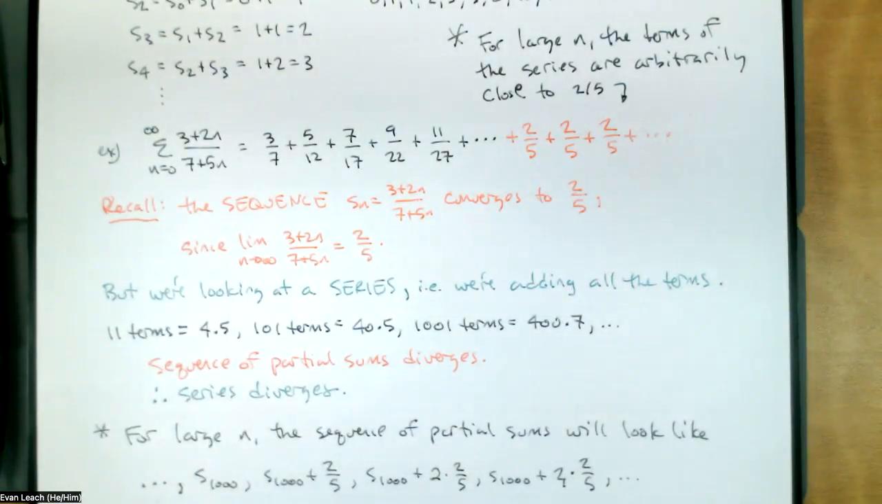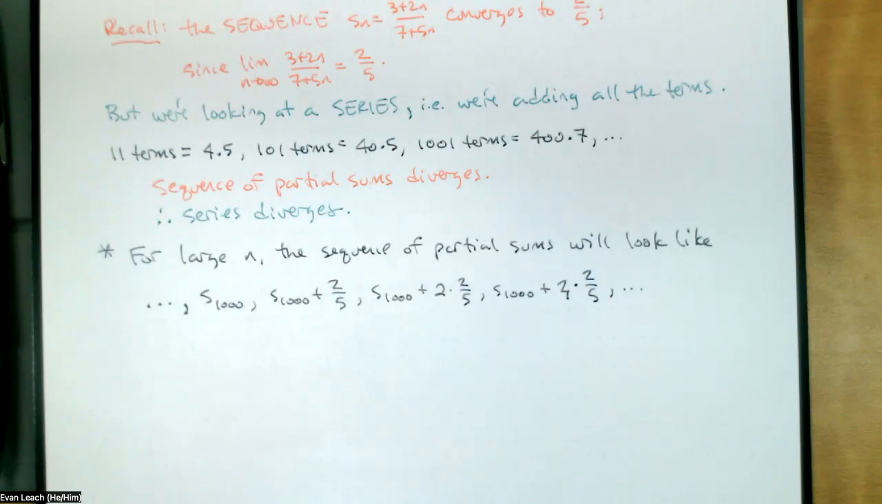I don't know why I picked 1,000. It's not even very large. But anyway, for large values of n, the sequence of partial sums will have some 1,000th term. The 1,001st term will just add 2/5. The second term adds 2/5 again. The 1,003rd term will add 2/5 again. We just keep adding 2/5.